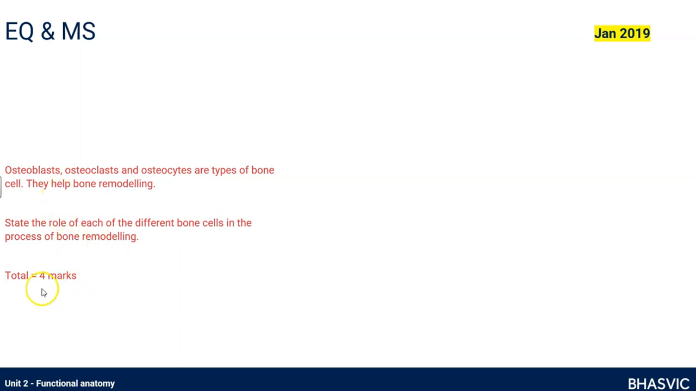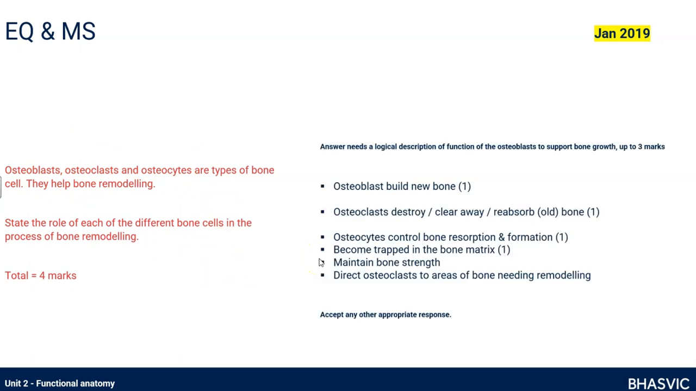This question is for 4 marks, and it says, here are the 3 types of bone cells. They help remodeling, so it gives you that information. What it wants from you is to state the role of each of the different bone cells in the process of bone remodeling. So use your knowledge of these 3 bone cells to explain the process of bone remodeling for 4 marks. And here's the mark scheme. State what osteoblasts do, state what osteoclasts do, state what osteocytes do, that's 3 marks, plus some extra knowledge to earn the 4th.